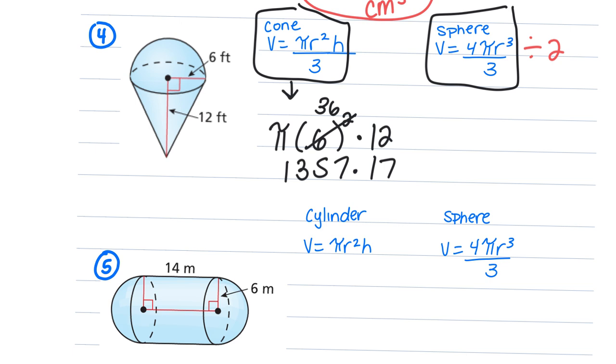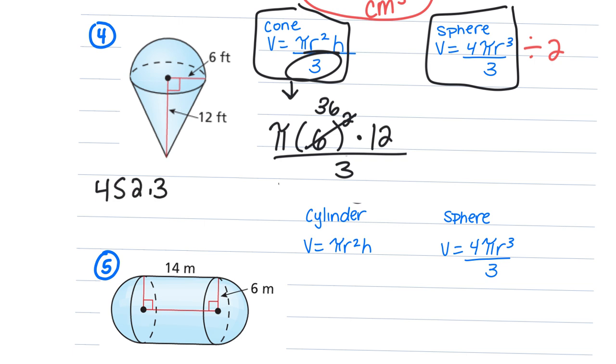Yeah. Then divide that by 3 because that's part of the formula, right? I shouldn't have written this down yet. My bad. So let me actually erase that because that's not my final answer there. All of this needs to be divided by 3, which means our final answer for just the cone is 452.39. I'm not going to write feet cubed yet because that's not my final answer.